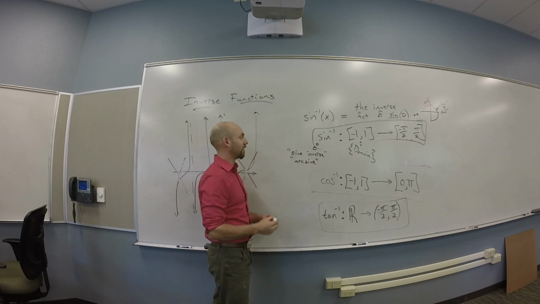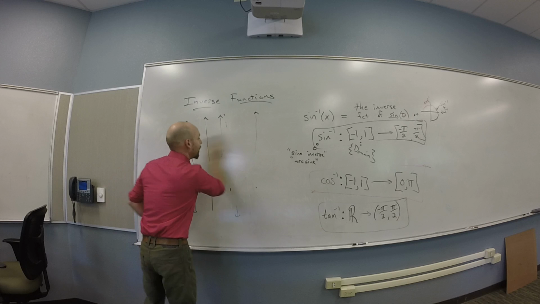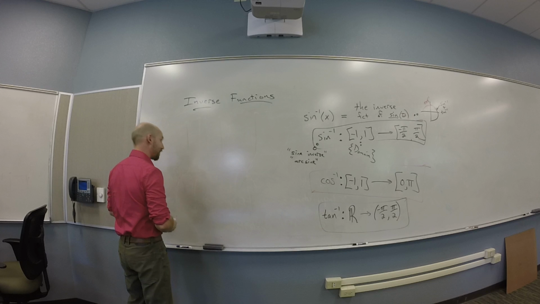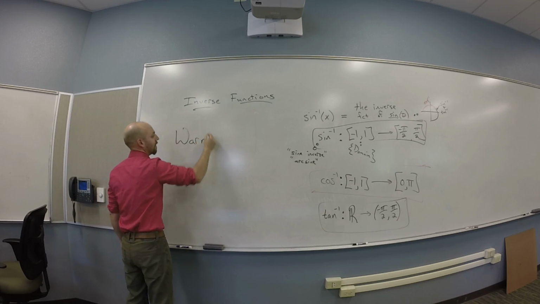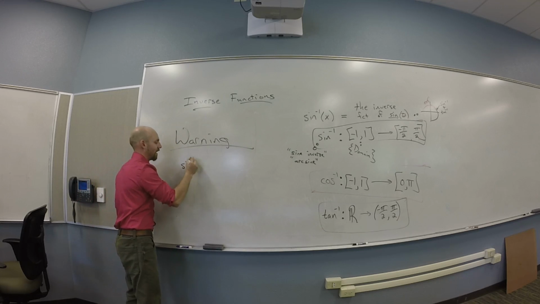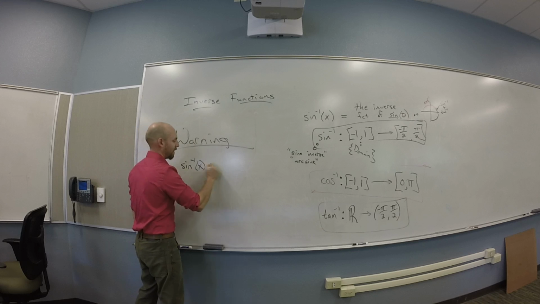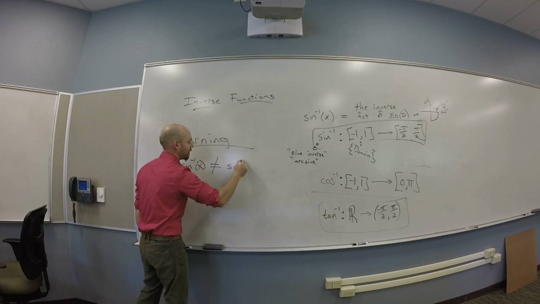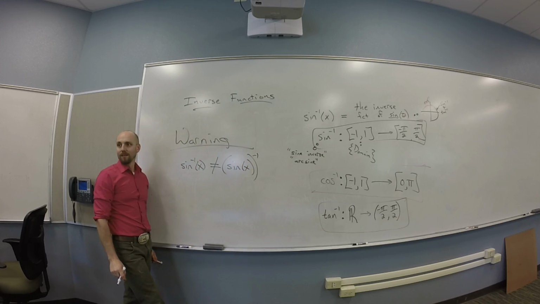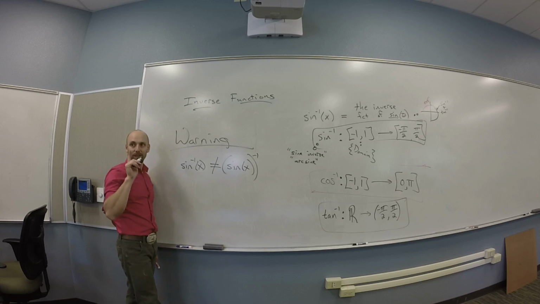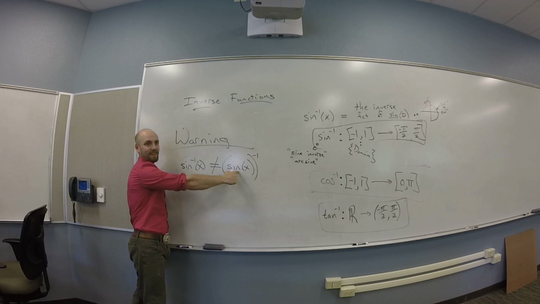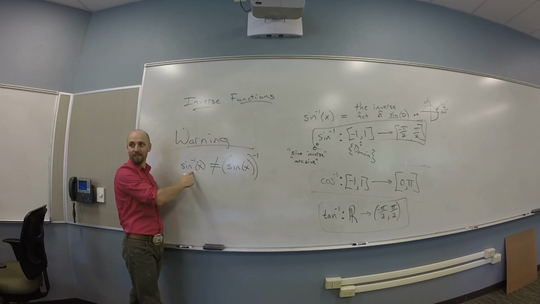The other word of warning is that, and I should write this in giant red letters, but my red marker's dead, so I'm going to settle for giant. Okay, warning. Sine inverse of x is not the same thing as sine of x to the negative 1. That'd be cosecant, right? And this is the inverse sine function.